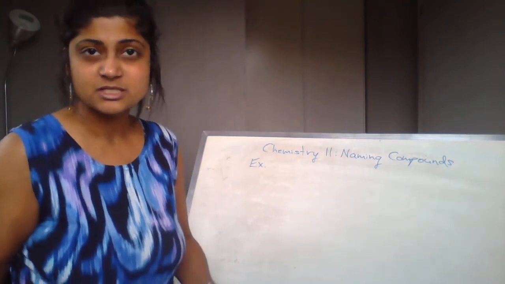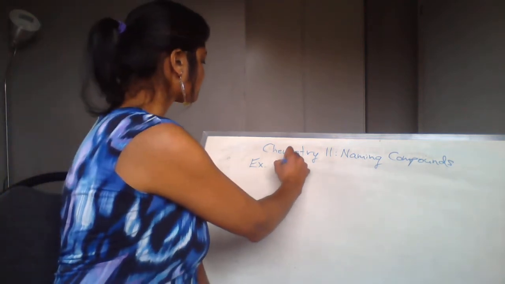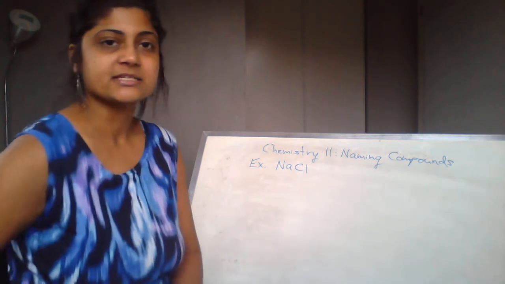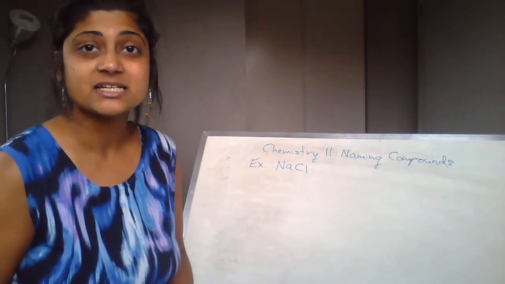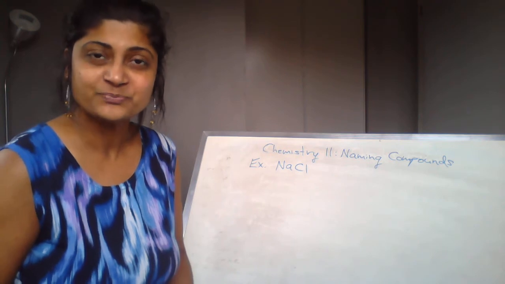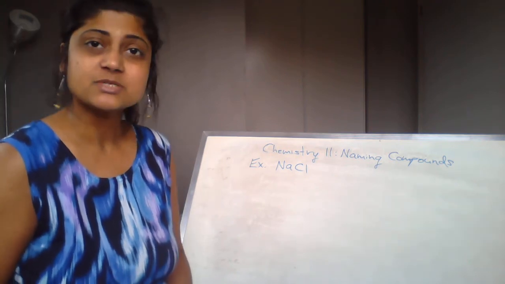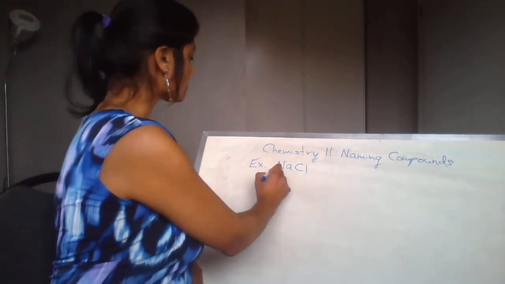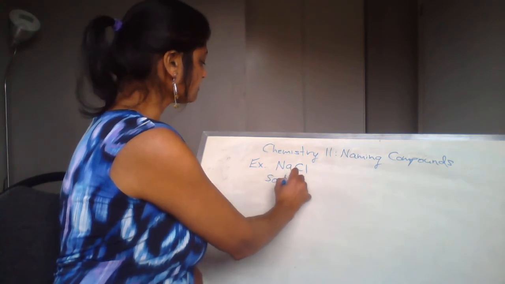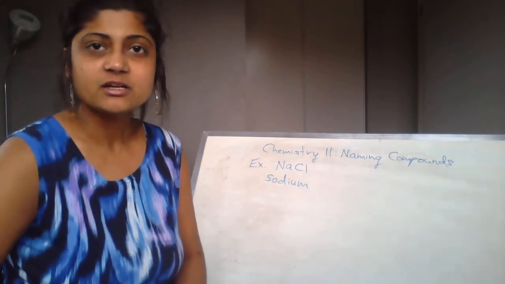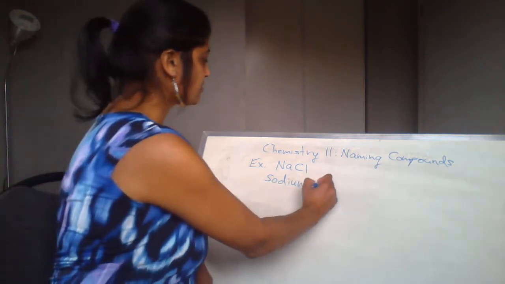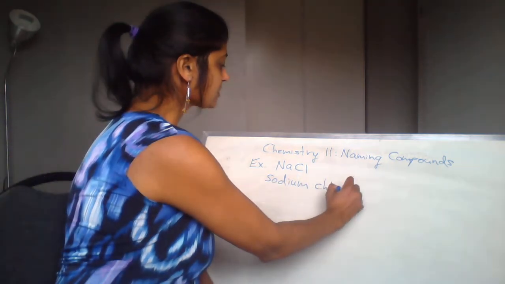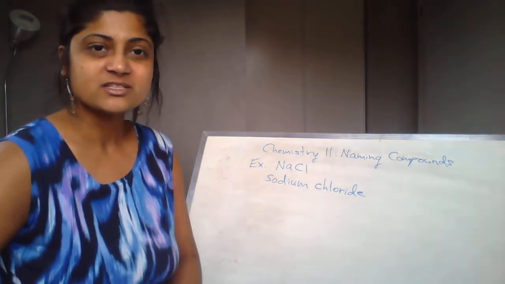Okay, so one more time, let's do a quick review here. If I have NaCl, I know that this is an ionic compound because it consists of a metal and a non-metal. When I'm naming this, I'm just going to name the metal first. So I have sodium. For the non-metal, it's chlorine, and make sure you're adding IDE at the end. So it becomes sodium chloride. Just like this.